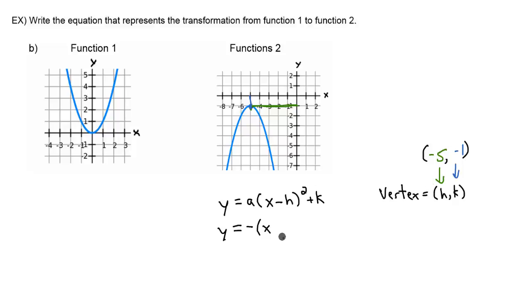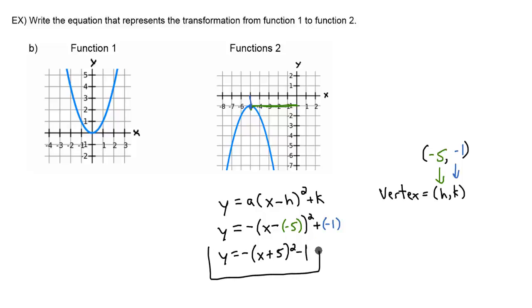So now we need to plug that information into our vertex form down here. So we're going to subtract our h value, and that was a -5. And then we're going to add our k value, and that was a -1. But now we want to clean this up a little bit. We start by writing y equals negative, and now if we're subtracting a negative number, we could change that to addition. And if we're adding a negative number, we could just change that to subtraction. So this is going to be the equation that represents the transformation from function 1 to function 2.